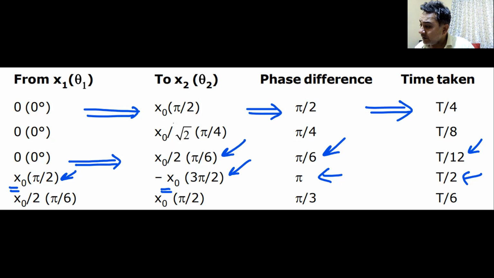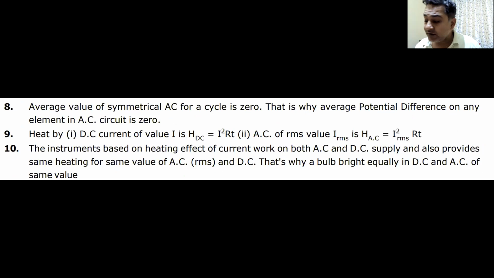Then again, I come to the remaining 3 points. A very important point that you must understand. Remember, the average value of AC voltage or AC current over one cycle is 0. Yes or no? Yes, sir. Okay. Now, when I am talking about AC in India being 220 volts, which value am I talking about?